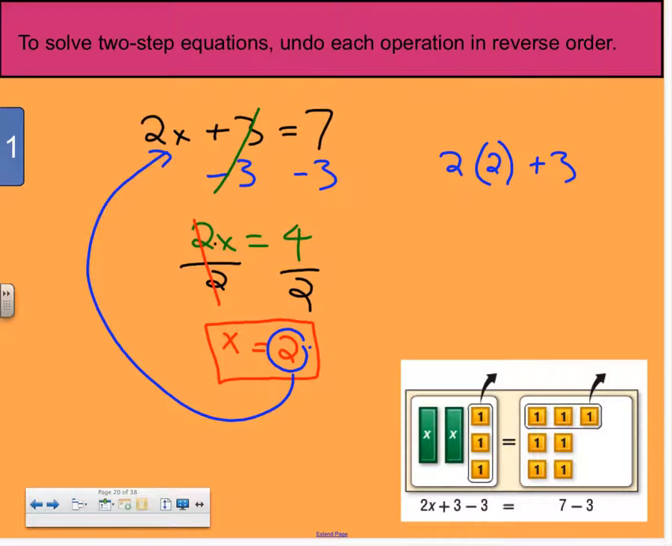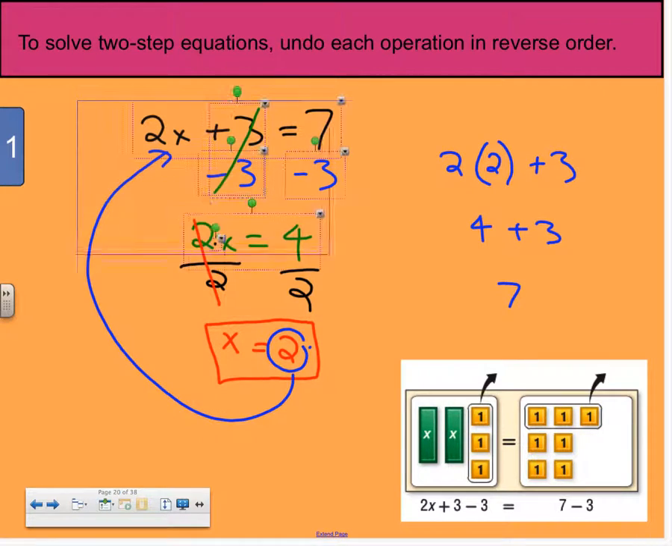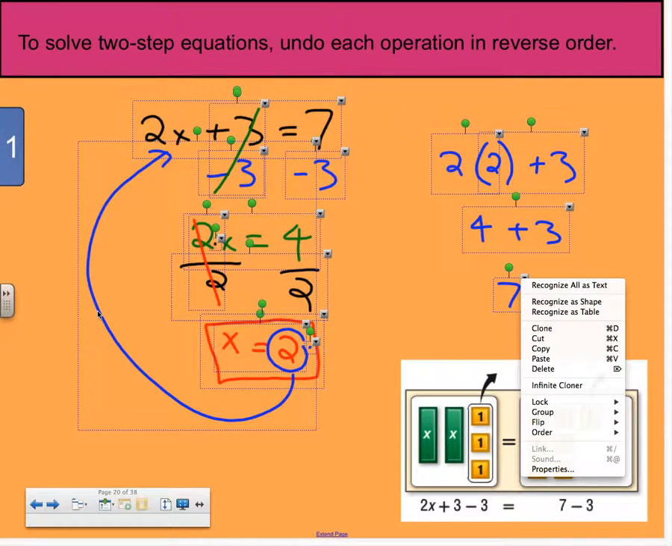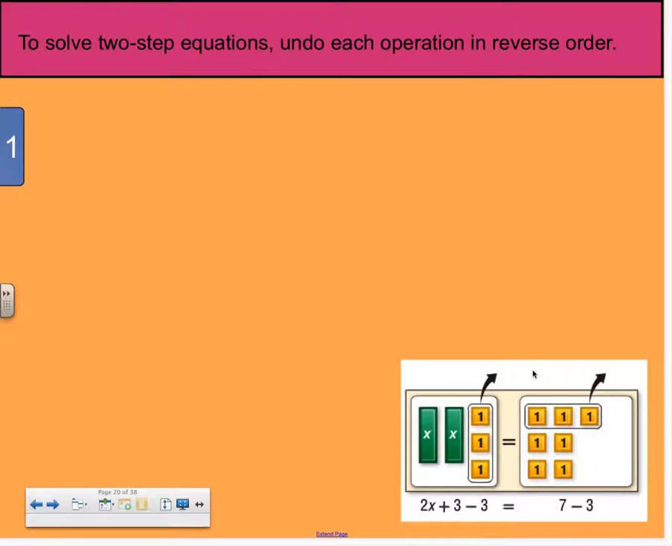So 2 times 2 is 4. 4 plus 3 is 7. So we can know that we did our answer correct. Always make sure you check your answer in math. Okay, any questions with that example? Okay, we're going to do one more, and then we'll show you how to solve it using algebra tiles.